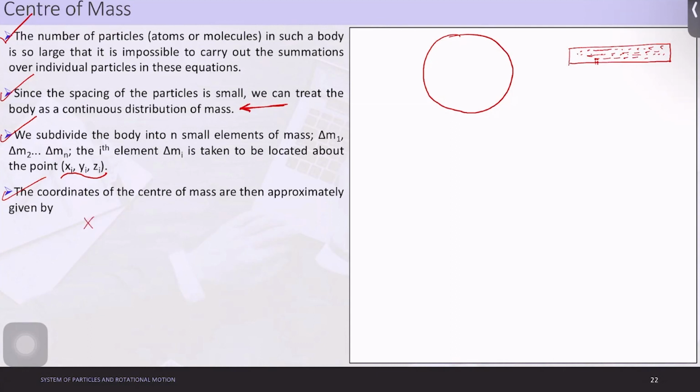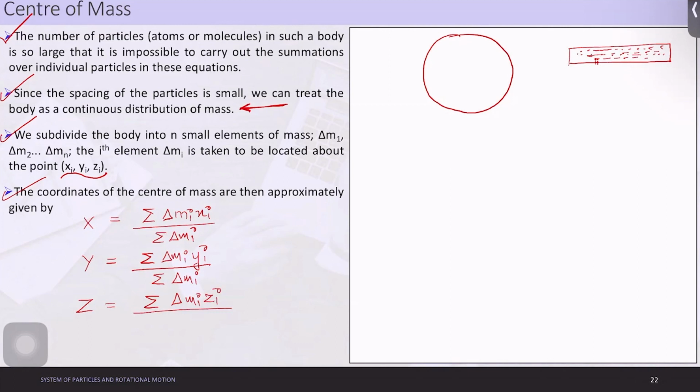So we can write this as capital X, which is nothing but, in the place of m, I am writing delta m. So nothing but summation delta mi xi upon summation delta mi. Similarly, what will be y? Y will be equal to summation delta mi yi upon summation delta mi. And what is z? Z is basically summation delta mi zi upon summation delta mi.